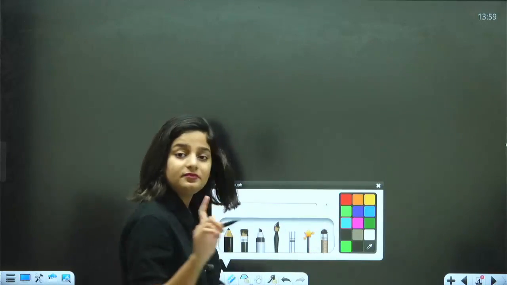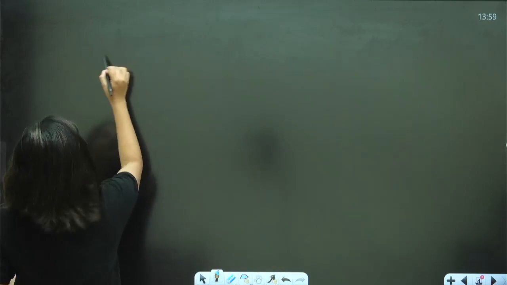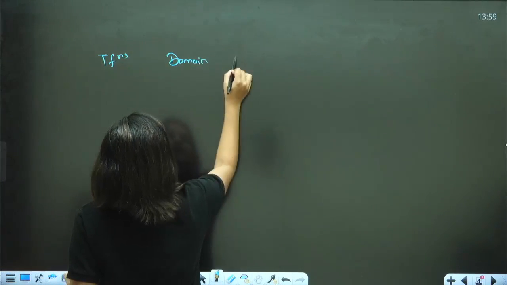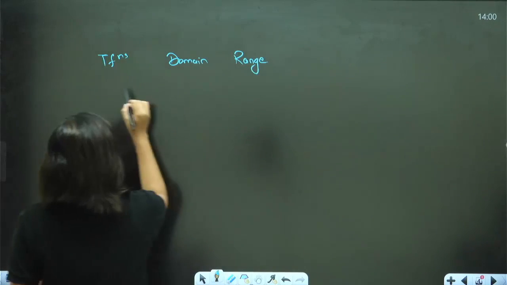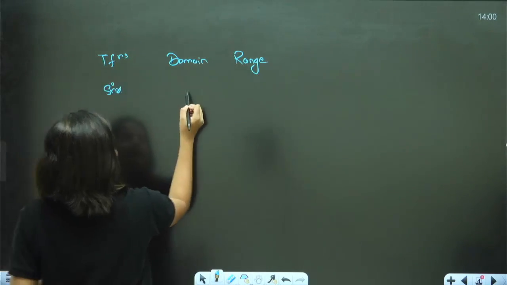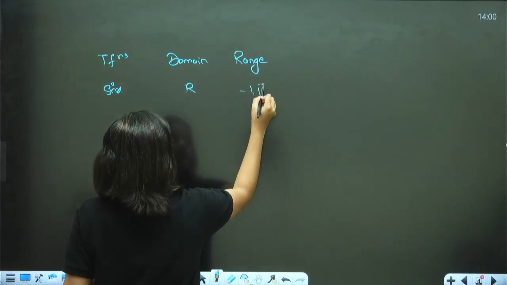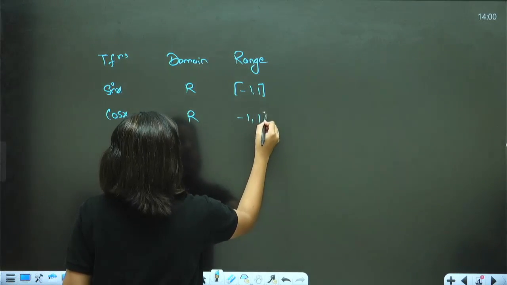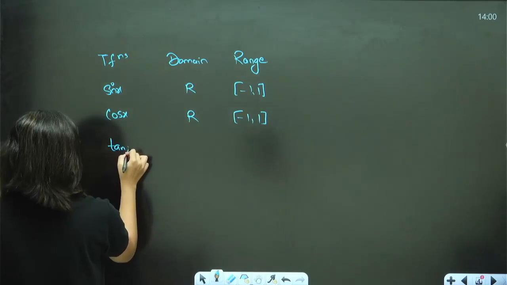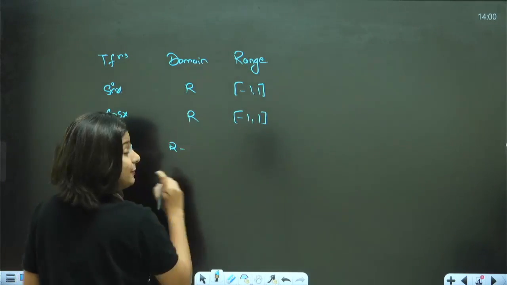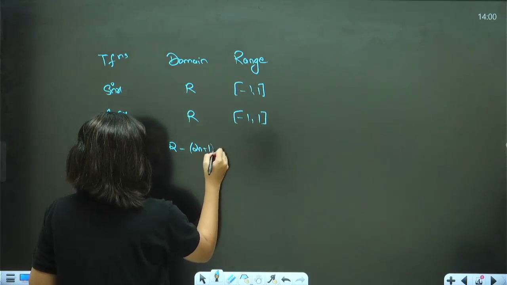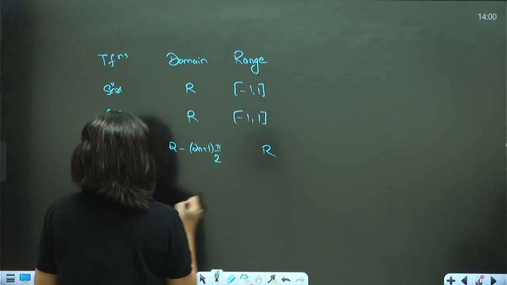You have all studied in your class 11th about trigonometric functions, their domain and their range, isn't it? Have you all studied? Of course, ma'am. Sin x, what was its domain? All real numbers, range was -1 to 1. Similarly, cos x, domain was all real numbers, range was -1 to 1. For tan x, domain was all real numbers except the odd multiples of 90, because tan 90 is not defined. So odd multiples of 90 should be subtracted. Range was all real numbers.